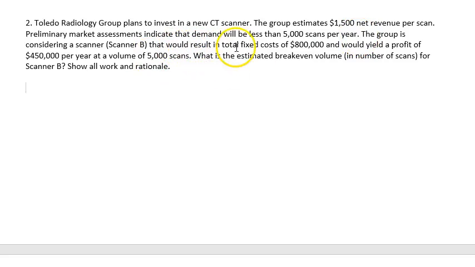The group is considering a scanner, we'll call it scanner B. They have total fixed costs of $800,000 and would yield a profit of $450,000 on 5,000 scans. What is the estimated break even? So we got a break even question here, a little bit different.